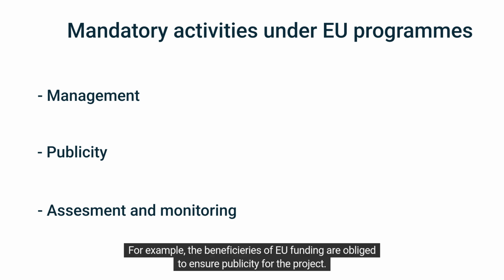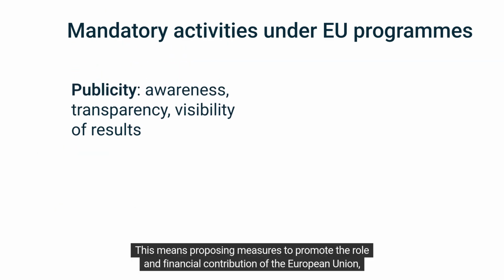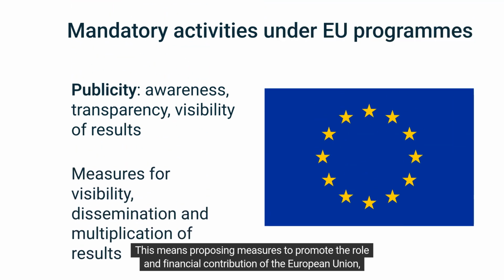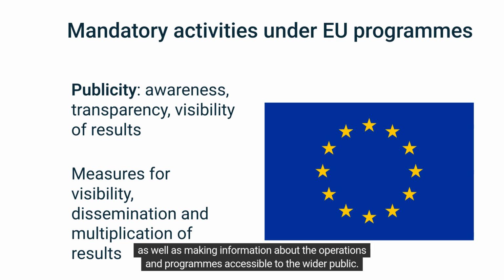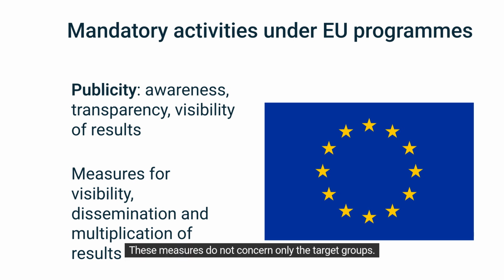For example, the beneficiaries of EU funding are obliged to ensure publicity for the project. This means proposing measures to promote the role and financial contribution of the European Union, as well as making information about the operations and programs accessible to the wider public. These measures do not concern only the target groups. They are aimed at society as a whole.